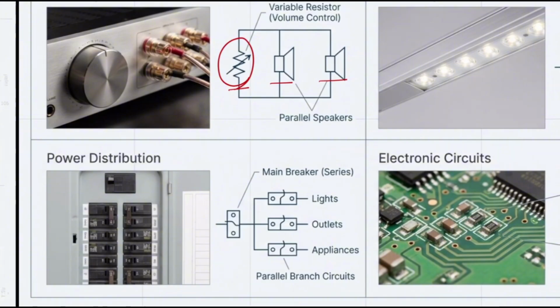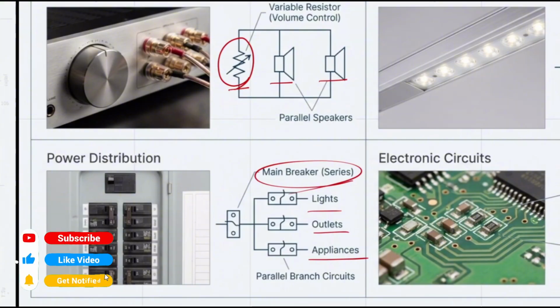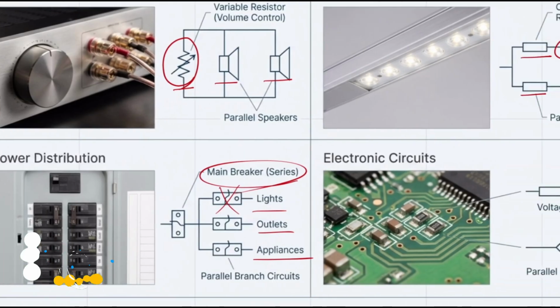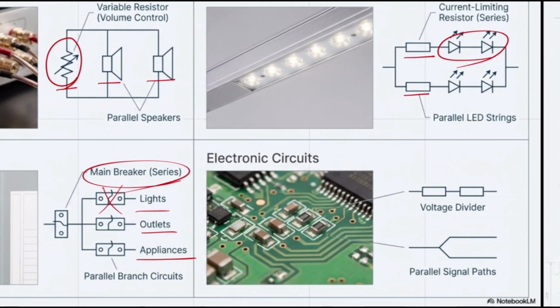The power distribution, as we had, has the main breaker. It is going to be in series to all of those sections, like lights, like outlets, like some kind of appliances. And I told you that these are completely independent. If something happens to any of them, it doesn't mean that other parts are going to fail as well. And also in electrical circuits, we just talked about it.